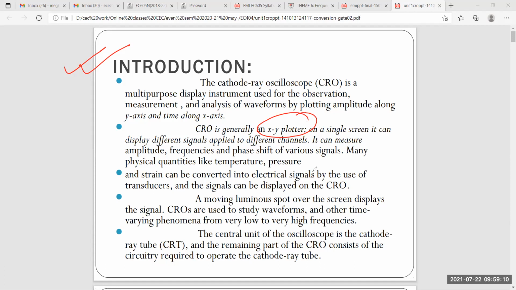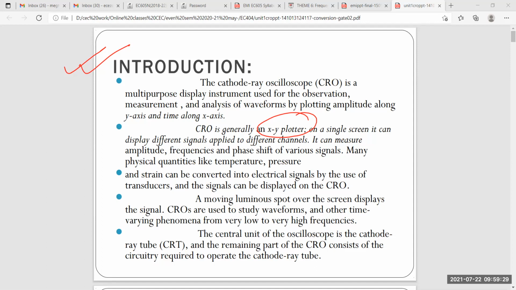Now, if you minutely check all the functions of CRO, in the lab you will see there are many functions. There are many switches, many buttons, and they have their own functions. We can shift the waveform from left to right.